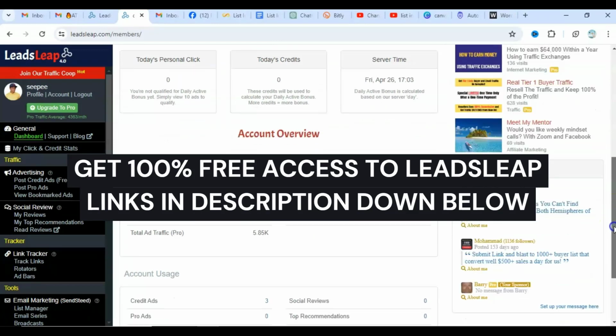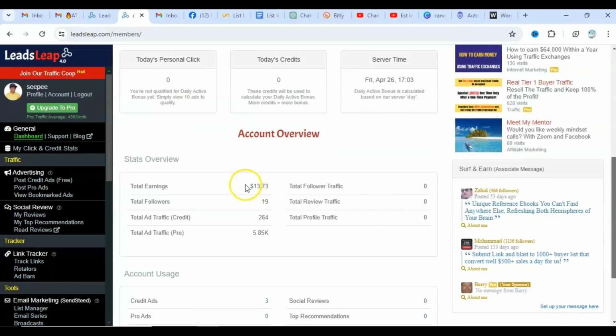So I discovered that I just got this money. So this money is something, okay? That is a proof that this Leadsleap pays, okay? So that is what I just want to show you guys.